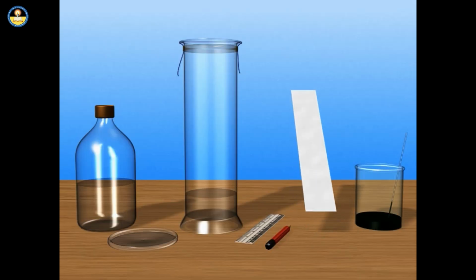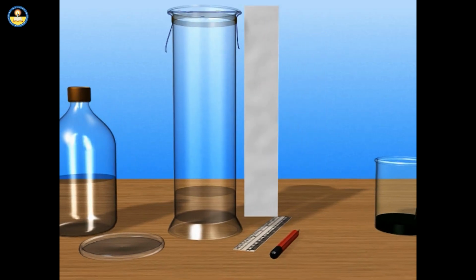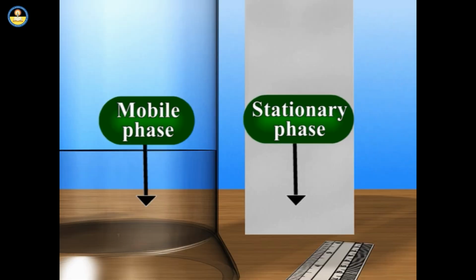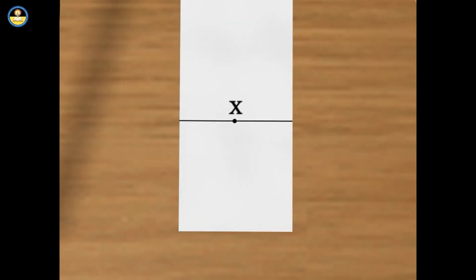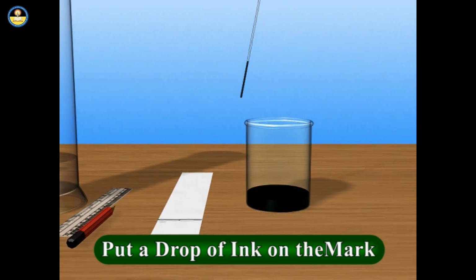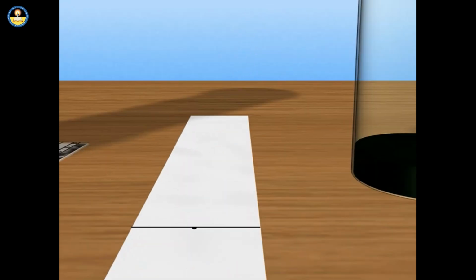Take a thin long strip of Whatman filter paper and draw a line on it using a pencil, approximately 2 centimeters above the bottom of the filter paper. The liquid is the mobile phase and paper is the stationary phase. Mark X at the center of the line. Next, put a small drop of water-soluble ink, that is, from a sketch pen or fountain pen at the center of the line. Let it dry.